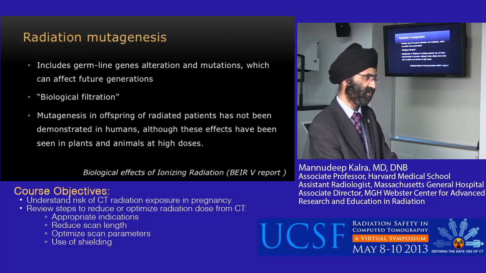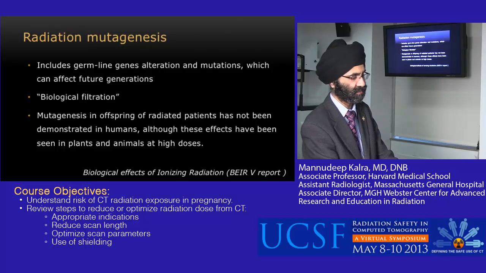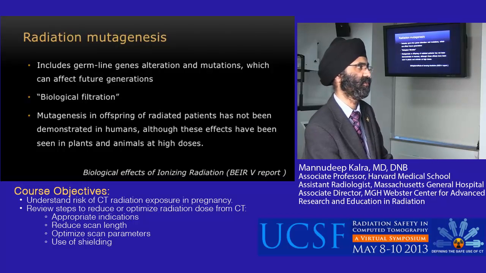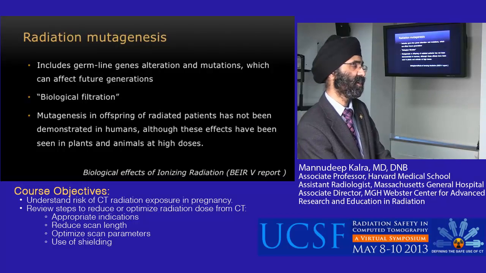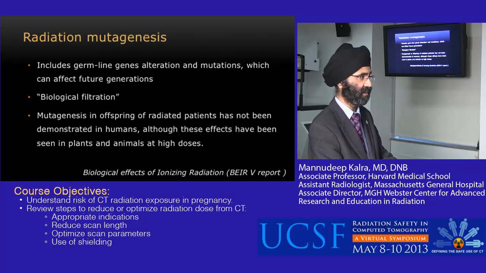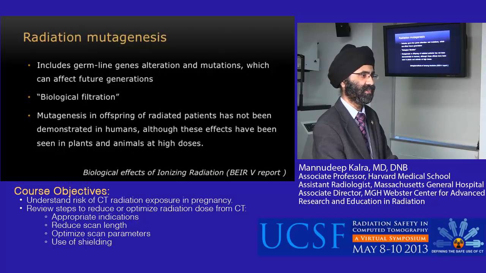Radiation mutagenesis includes germ-line gene alterations and mutations which can affect the future generations, not really the one who got exposed. For example, the pregnant mother is not going to get these effects. It would be the offspring of the embryo or the conceptus that will manifest with these effects, and generally most of these genetic effects are actually filtered out or are repaired, so that in human beings radiation mutagenesis has never been demonstrated. Even in the Hiroshima-Nagasaki explosion, people who were followed for many years, we could not demonstrate any genetic effects. These effects have been predominantly noted in small plants and animal studies at very high levels of radiation dose.